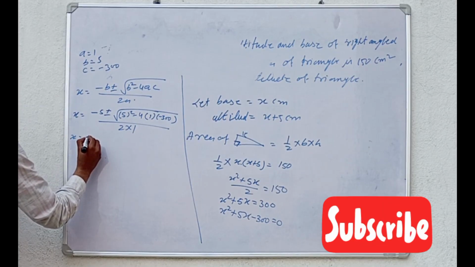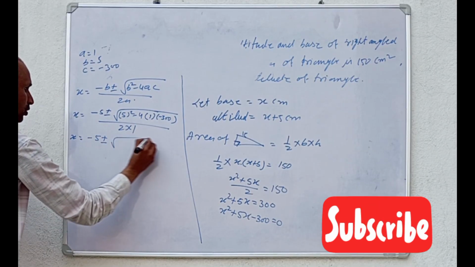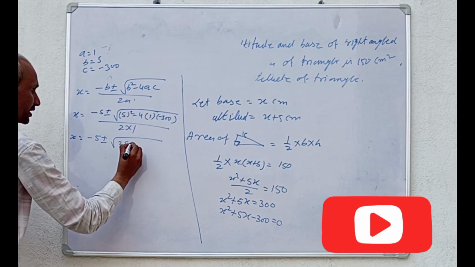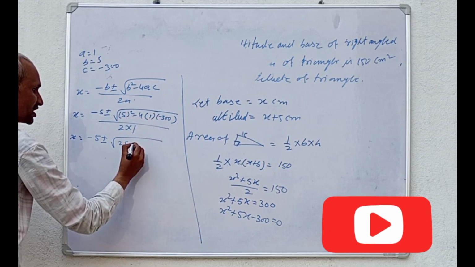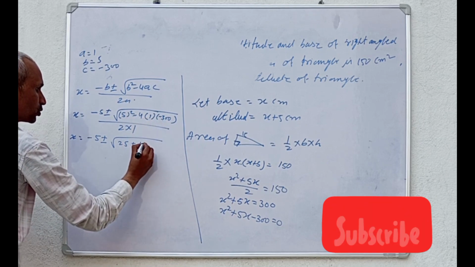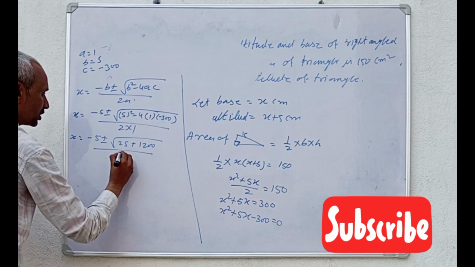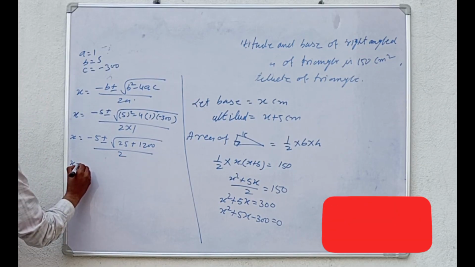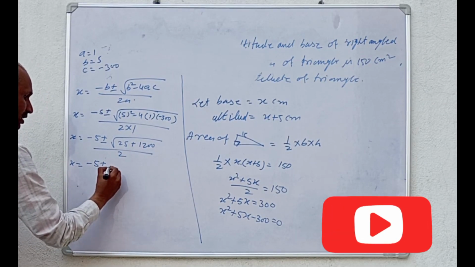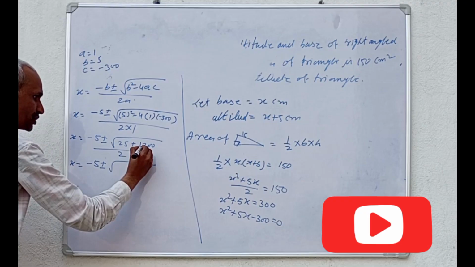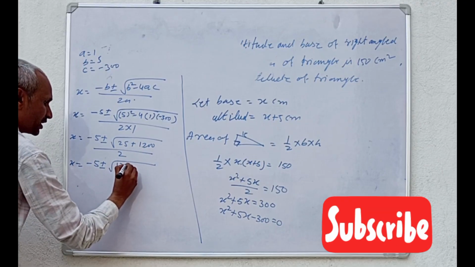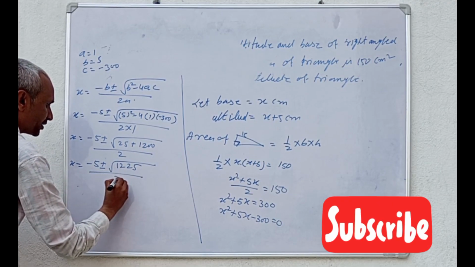x is equal to minus 5 plus minus root of 5 squared, which is 25. Minus into minus plus becomes 300, 4 into 300 is 1200, divided by 2. Now x is equal to minus 5 plus minus root of 1200 plus 25, which is 1225, divided by 2.